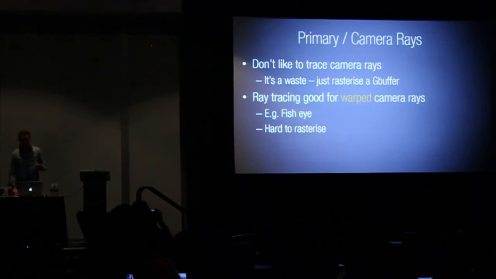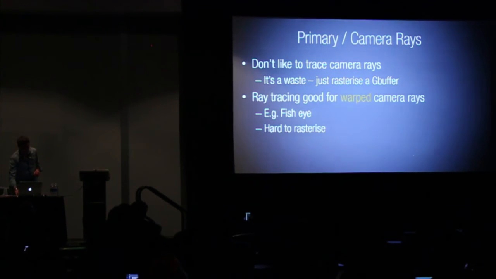And finally, primary and camera rays. Normally, I don't bother tracing camera rays because they're quicker to rasterize. But if you're using warped rays like fisheye, they're quite hard to rasterize. Then it's worth considering using a ray tracer.